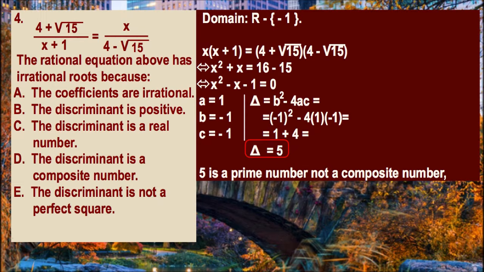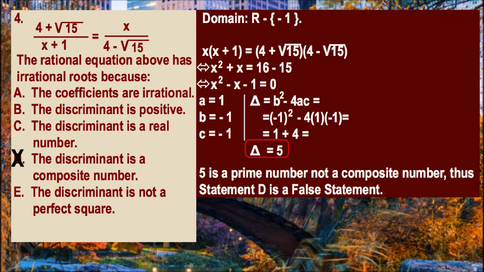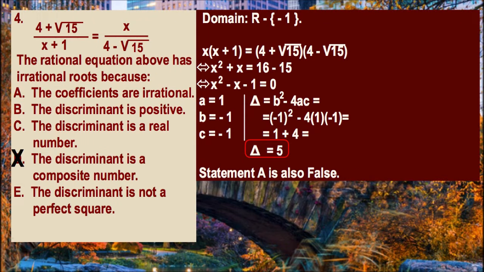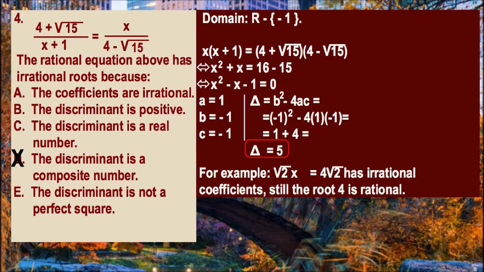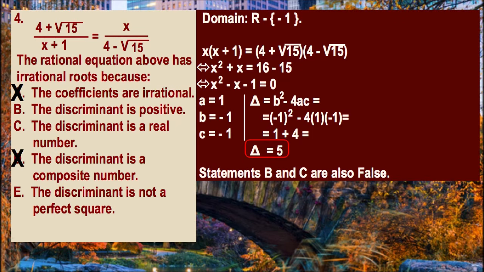5 is a prime number, not a composite number. Thus, statement D is a false statement. Likewise, statement A is also false. For example, square root of 2 x equals 4 square root of 2 has irrational coefficients, but the root 4 that will result from this is still rational. Statements B and C are also false.